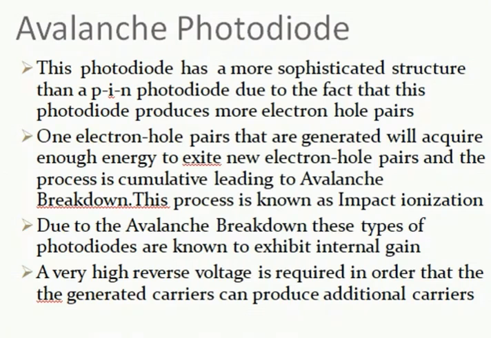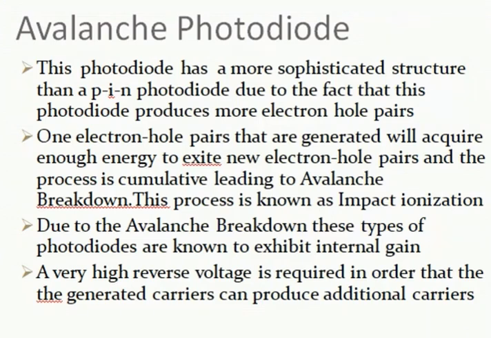Now about the next type of photodiode, which is known as the avalanche photodiode. This photodiode is also commonly abbreviated as APD. It has a more sophisticated structure than a PIN photodiode. It is sophisticated in the sense that this particular photodiode has an internal gain.